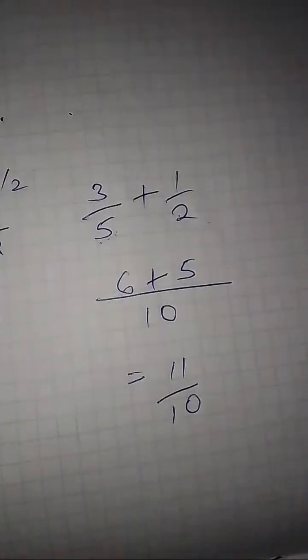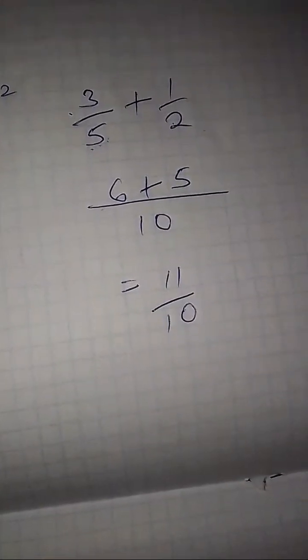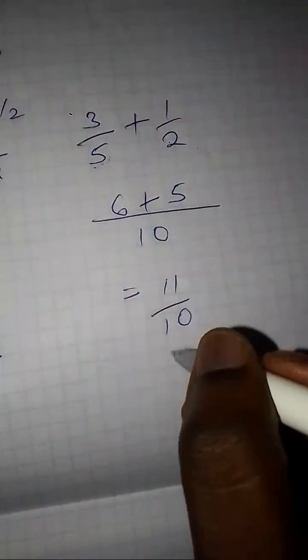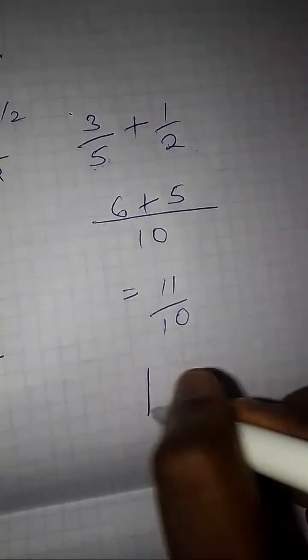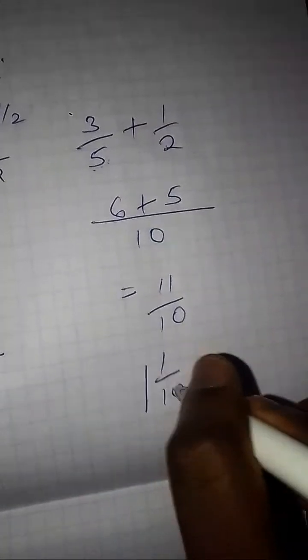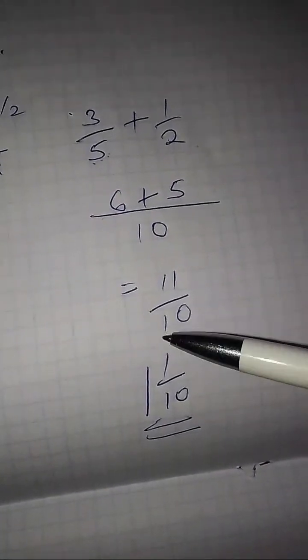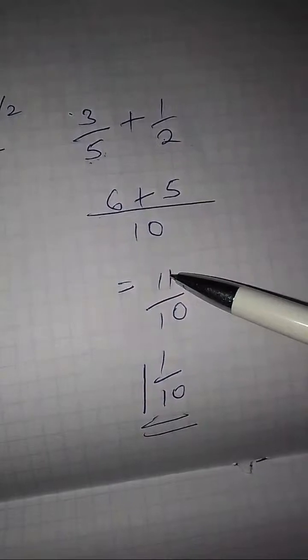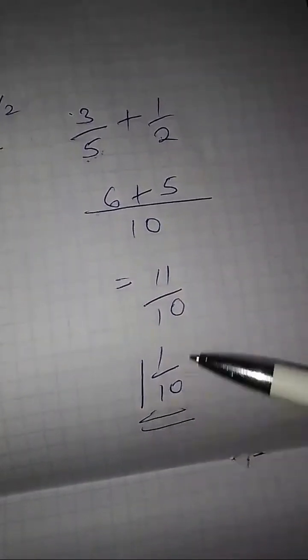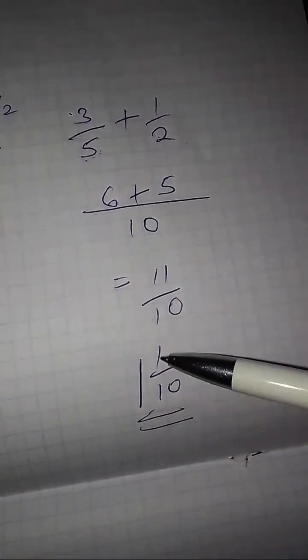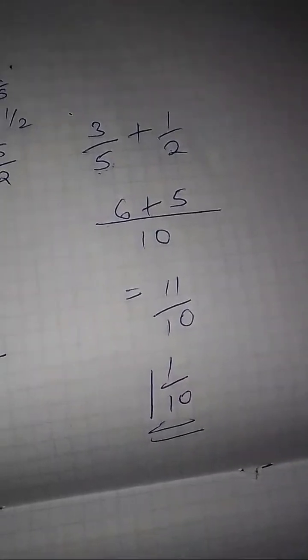From there, 11 over 10, just change it into a mixed fraction, that is 1 whole and 1 over 10. That shall be the answer. How did we get that? You simply check how many times 10 goes into 11. 1 time, and 1 times 10 is 10, remainder 1 out of 10. So that is how you work out those sums. It is as easy as that.